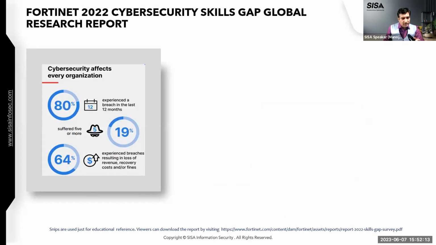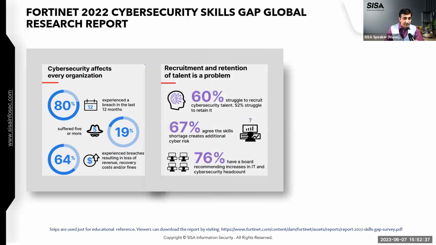So a little bit of talking about the skill part as well, because it's some data I have acquired from some reports out there. You can see I have taken it from Fortinet, a recent report which has come up. Almost 80% of companies have been impacted by cybersecurity breaches in the last year, and 19% of them have suffered it multiple times. And that's how the world is going.